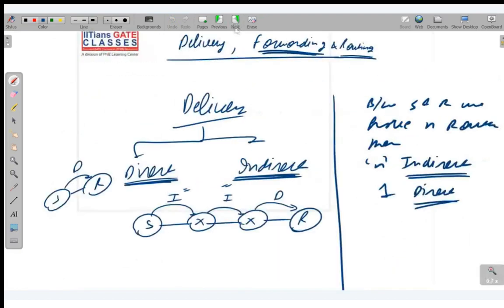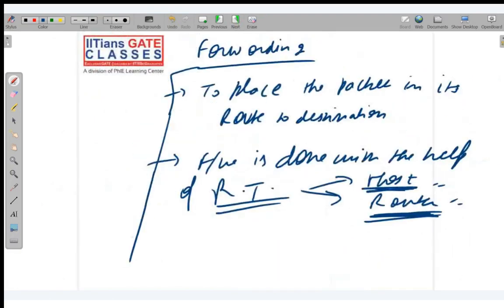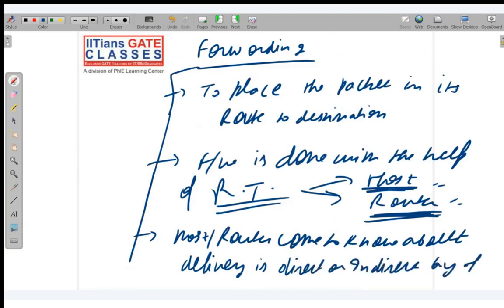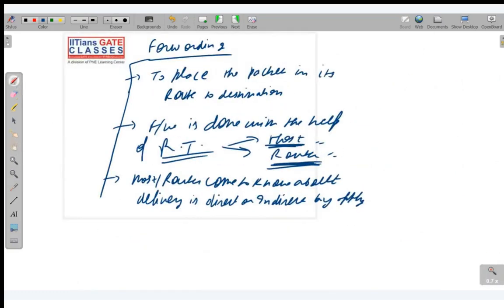Okay, so I will just write one line. This host or router comes to know whether delivery is direct or indirect by applying the net mask. Roughly I have written it. The proper procedure I have told you a few minutes back. Okay, so this is all about forwarding.